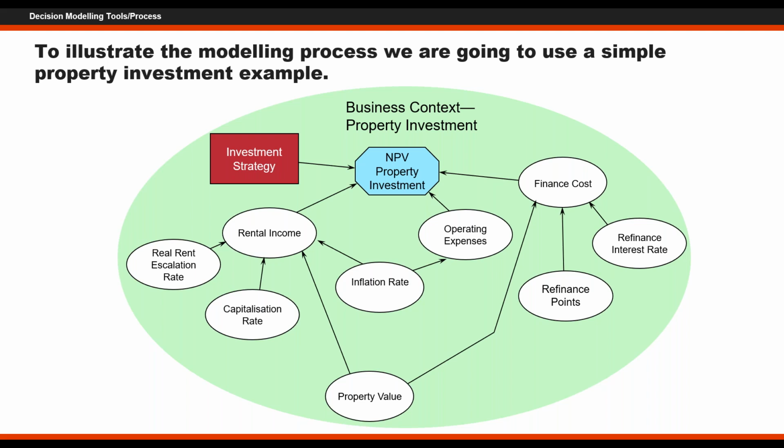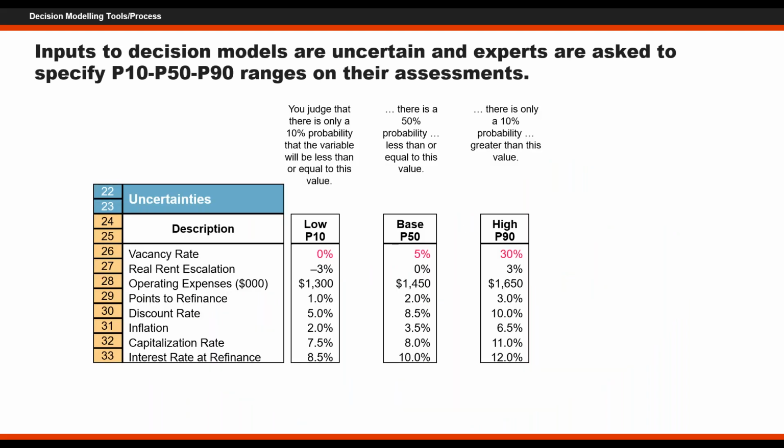And when we go and ask for those inputs, we typically do this in that same format we talked about earlier, just a simple range of 10, 50, 90 values on people's assessment of where this could be, the vacancy rate, rent escalations, and so on.